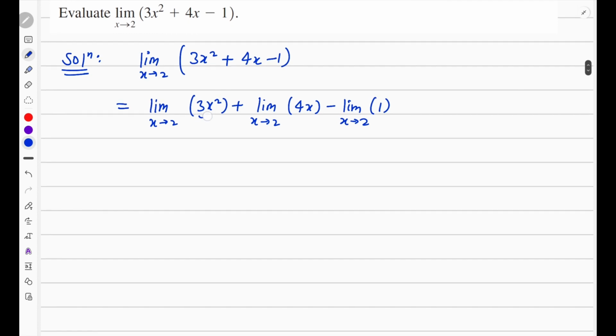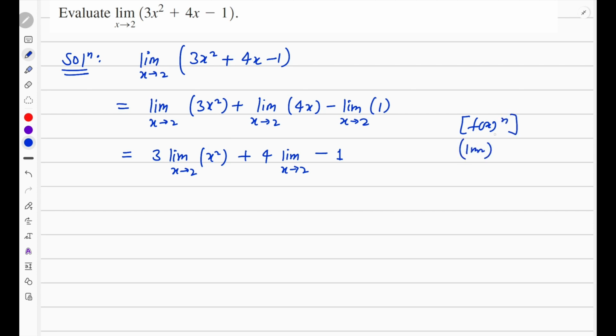Now these two things are multiplication, so we can take the constant out. Here also we can take the constant term out. As we studied, the limit of a constant value is a constant value, so it is the 1. Now it is x to the power n, or some function to the power n, so we can take the limit inside the function to the power n.